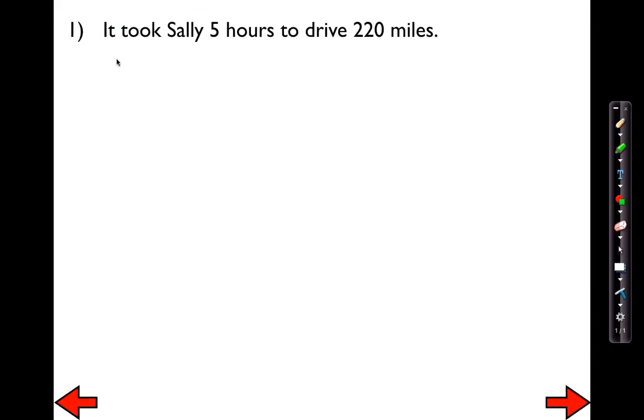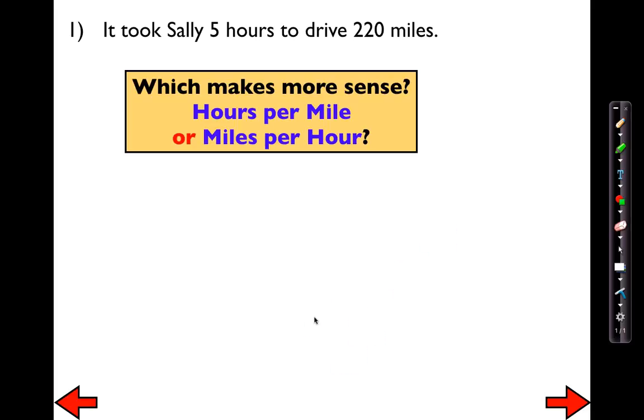Now taking a look at this example, it says it took Sally 5 hours to drive 220 miles. First, we're going to ask ourselves the question of which makes more sense. Should it be hours per mile or miles per hour? Hopefully your answer is miles per hour. In fact, you see it on the freeway, you see it in residential streets. They are posted speed limits, and you do see it as MPH, which does stand for miles per hour.